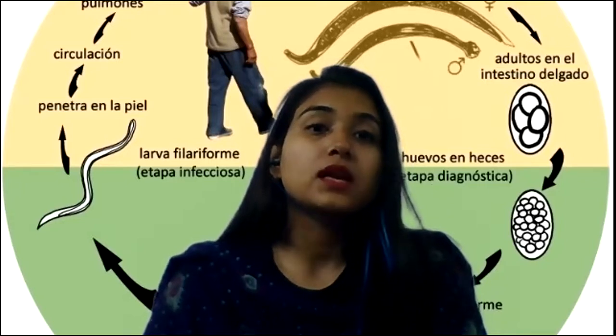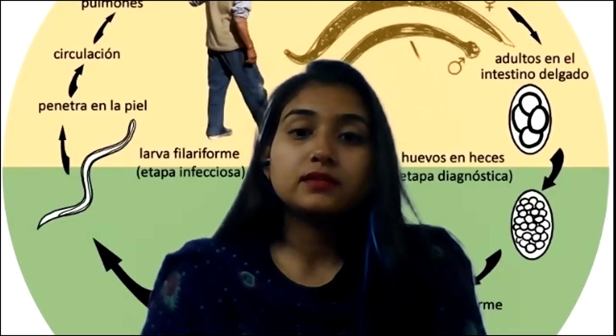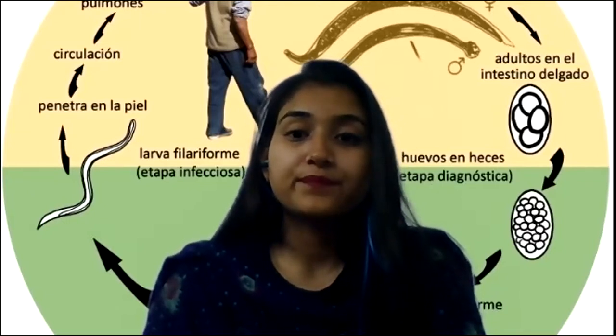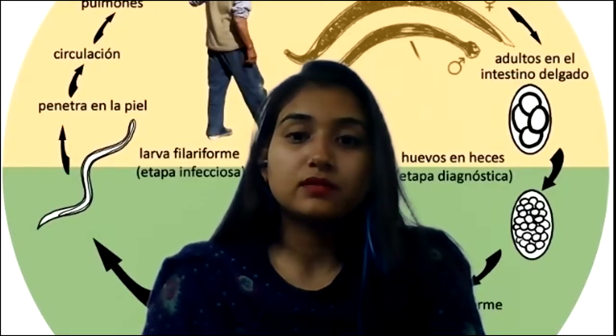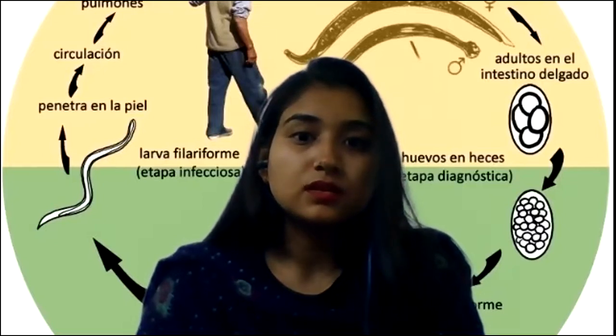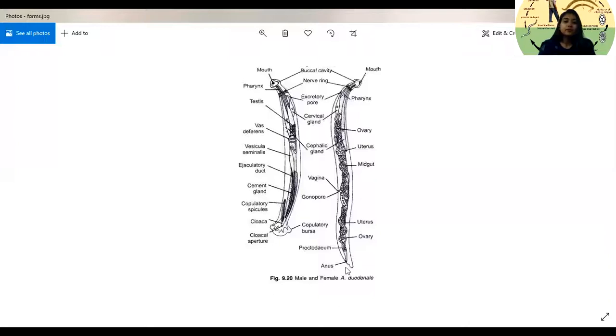So, this structure is the male and female Ancylostoma duodenale.